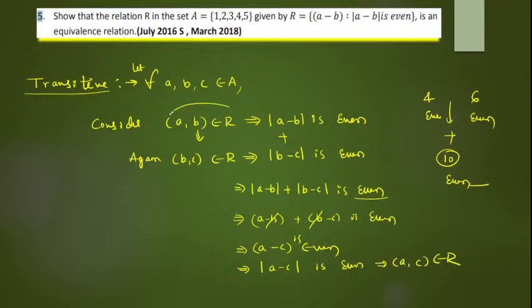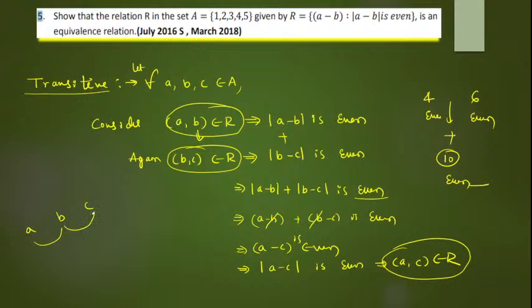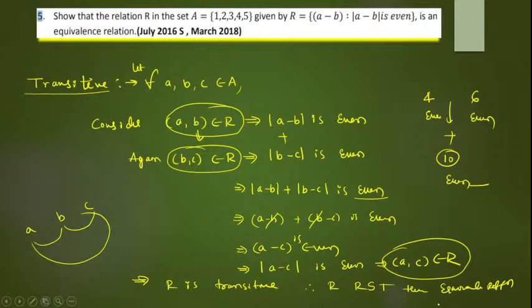So now you have shown that a comma b belongs to R, b comma c also belongs to R, then the third ordered pair a comma c also belongs to R. This is like a chain, right? AB belongs to R, BC belongs to R, then the third ordered pair A to C also belongs to R. This implies your relation R is transitive. Next conclusion you have to write: therefore R is reflexive, symmetric and transitive, hence it is an equivalence relation. Write the conclusion properly, then only you will get full marks.